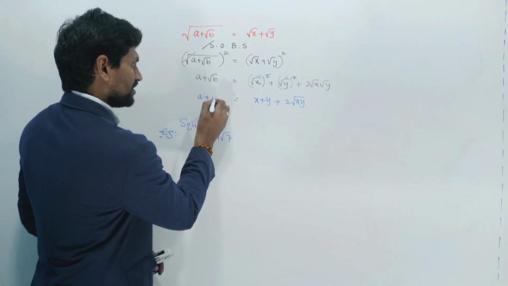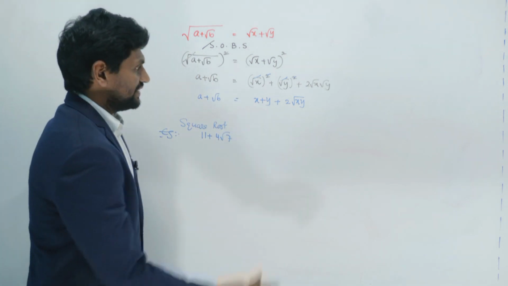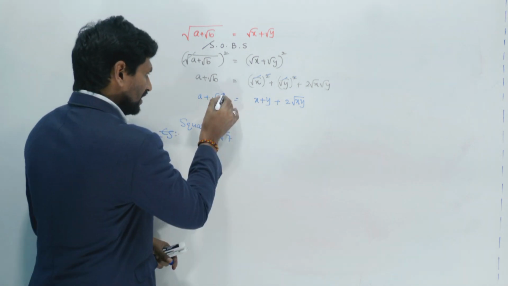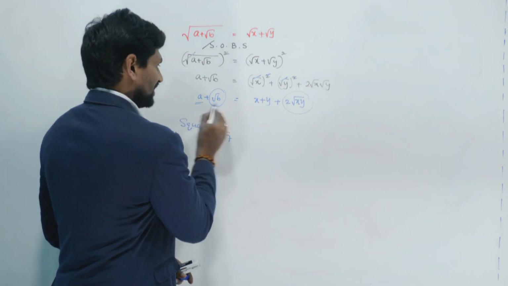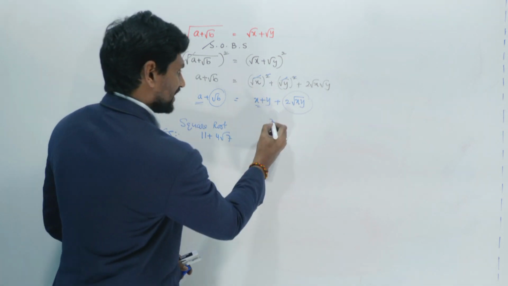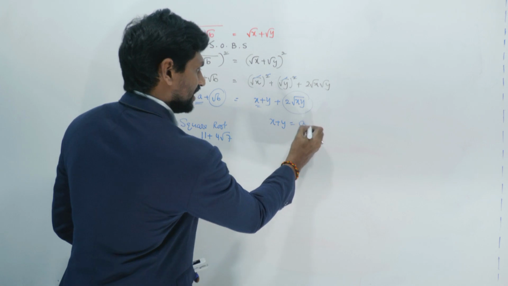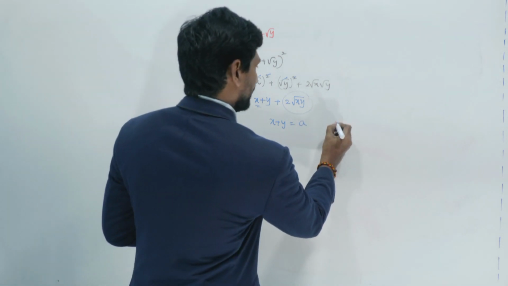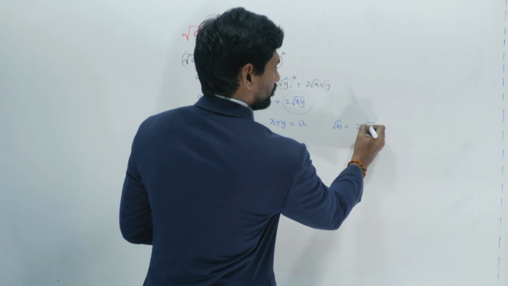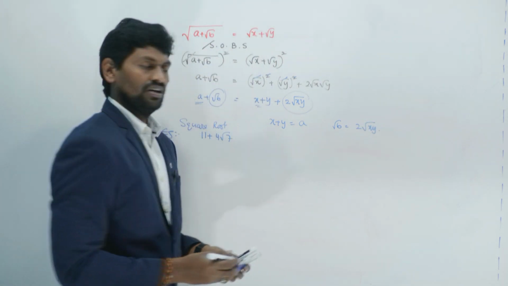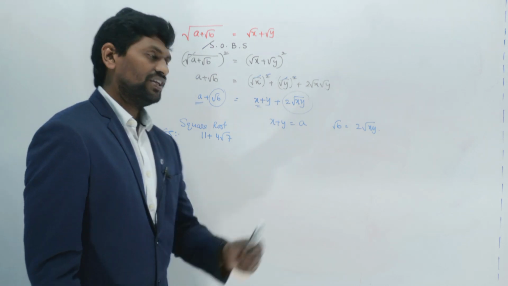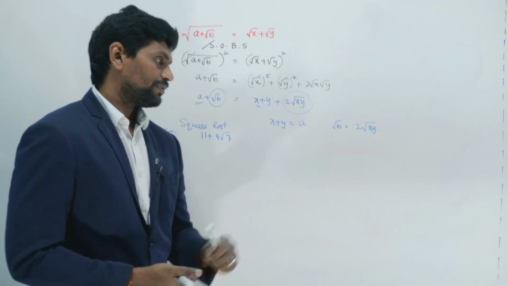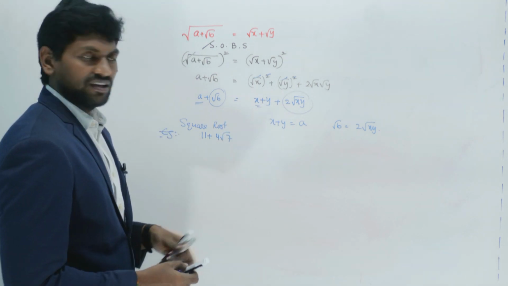Left side is a plus root b. Just compare these two. This is the irrational part, this is the rational part. So simply x plus y equals a, and root b equals 2 root xy. Okay? So from this we need to find the x value and y value separately. Then we can find the answer.